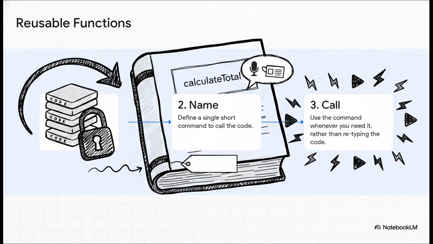Okay, but what happens when you find yourself writing the exact same lines of code over and over again? Well, that's a huge waste of time, right? Enter functions. A function is basically a reusable recipe. You write the instructions just once, you give it a simple name like calculate total, and then you just call that name whenever you need that recipe. It's a game changer for staying organized.